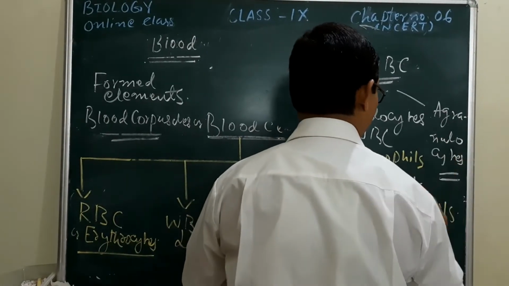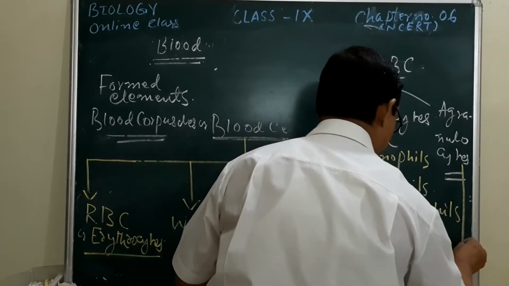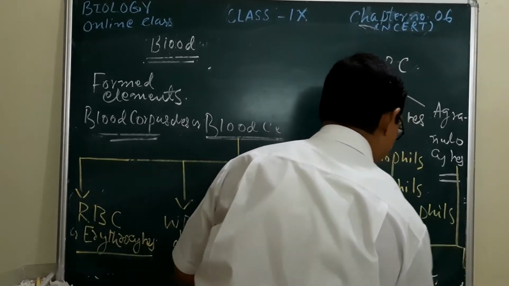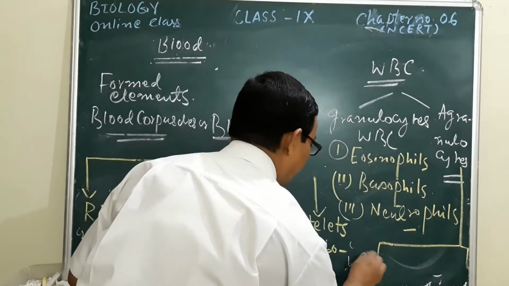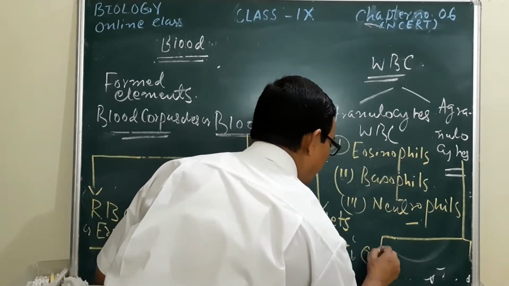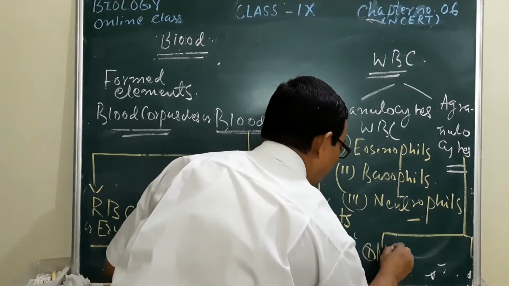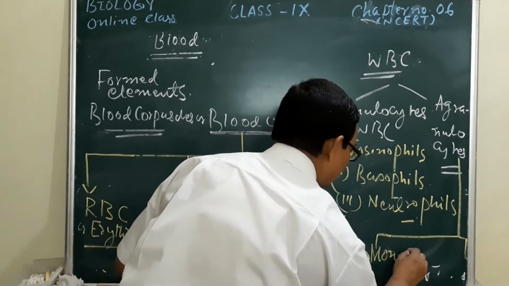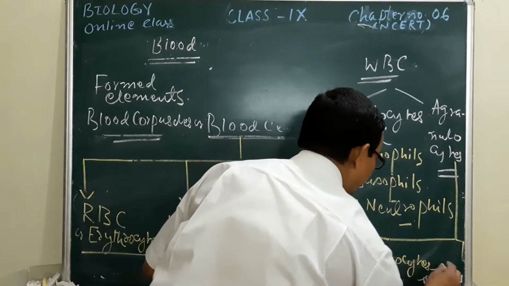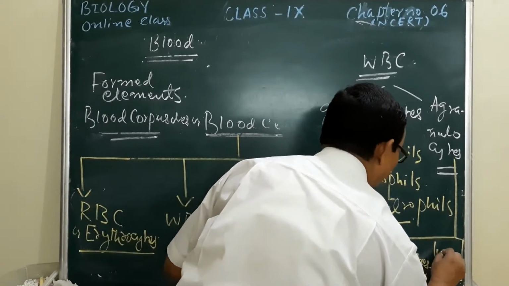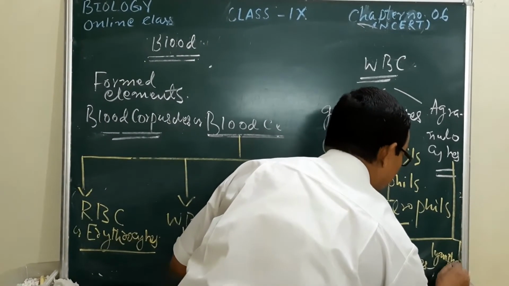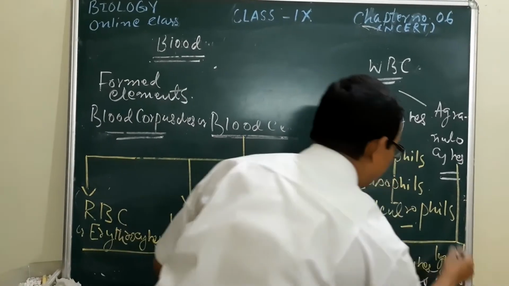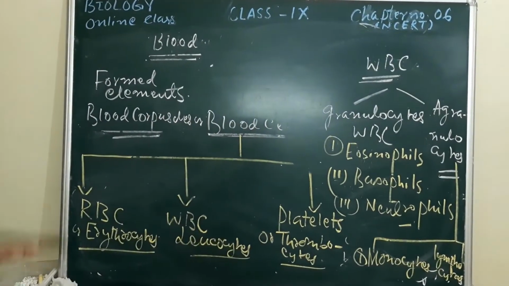And here, agranulocytes, again of 2 types. The first one is the monocytes and the second one is the lymphocytes. So here are the different types of WBC.